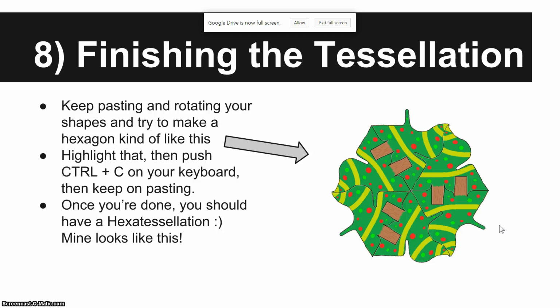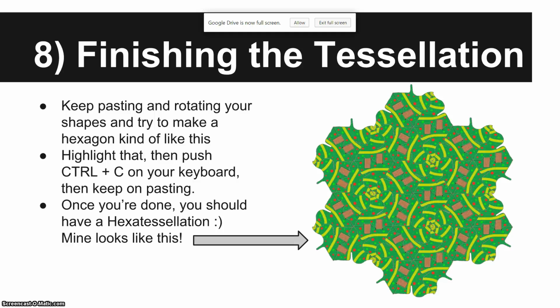If my design looks a bit different, it is because I erased too many edges and they kept rotating with white spaces, so I had to redo my design. Remember, tessellations don't have white spaces, but after you have your hexagon, highlight it, then push Ctrl-C and keep on pasting. When you're done, you should have a rotation tessellation. Or now, a hexatessellation as well.